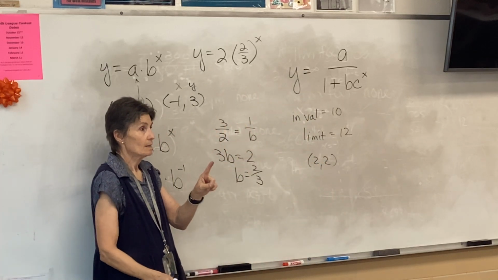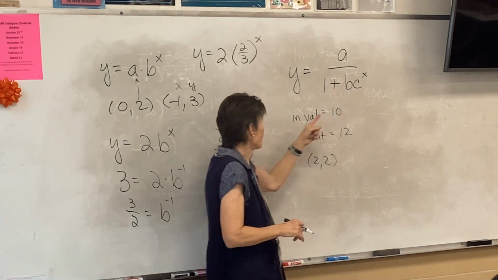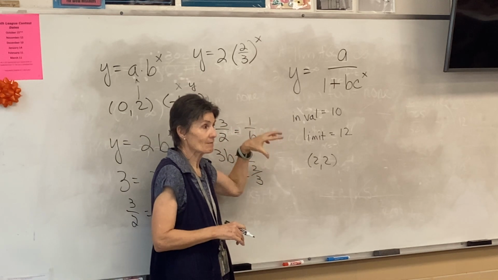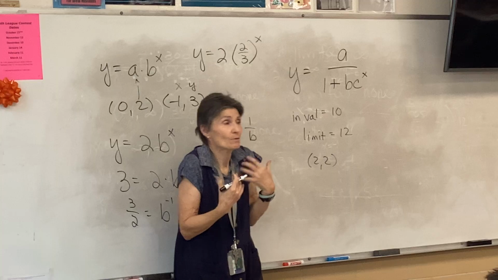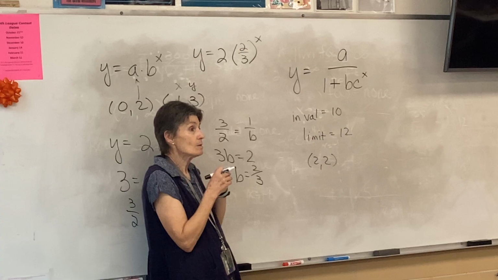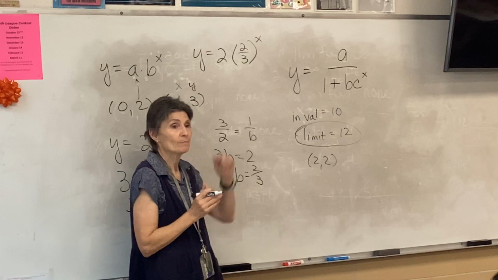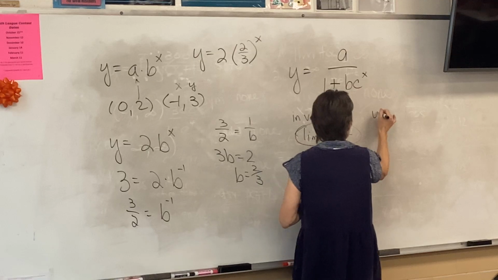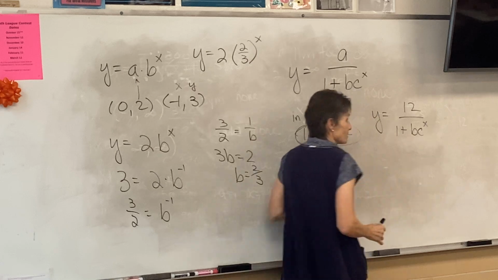Now notice, there are 3 variables, A, B, and C, and there are 3 pieces of information. Each piece of information is going to give you something, but you got to do it in the right order, or it's going to be a big mess. So, where does the limit to growth show up? On top. So I know already my equation is 12 over 1 plus B C to the X.